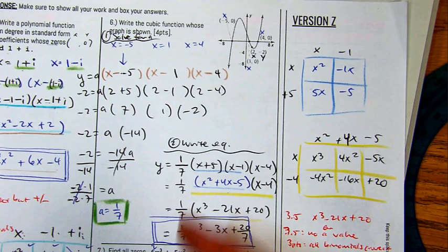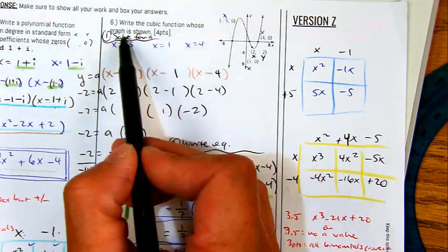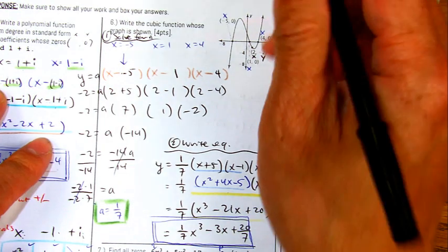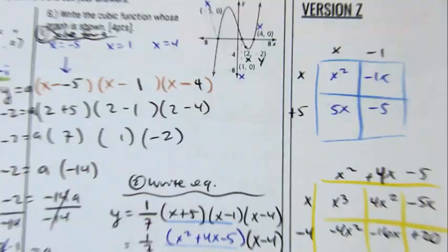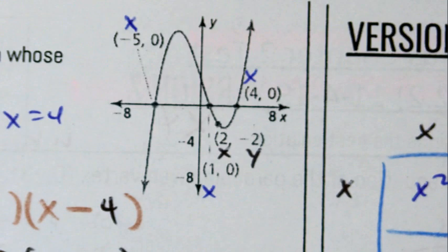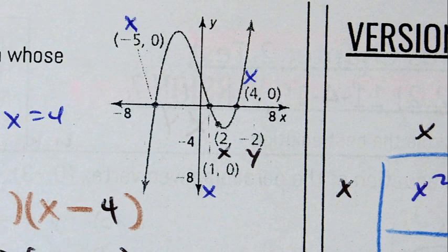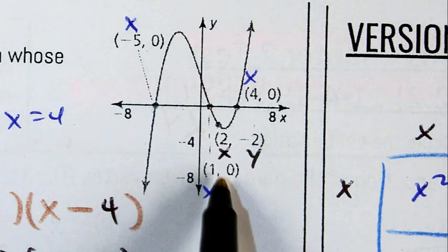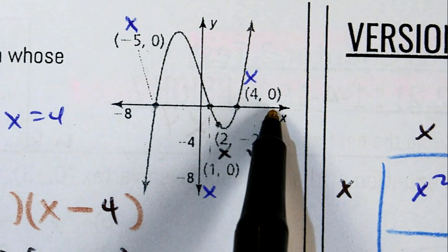Question number 6. Write the cubic function whose graph is shown. So I have a cubic function here. A little bit hard to see, so let me zoom in there so you guys can see this. A lot of you guys interpreted this wrongly. It's pointing there that this is -5. This one is 1, 0. And then this one is 4, 0.